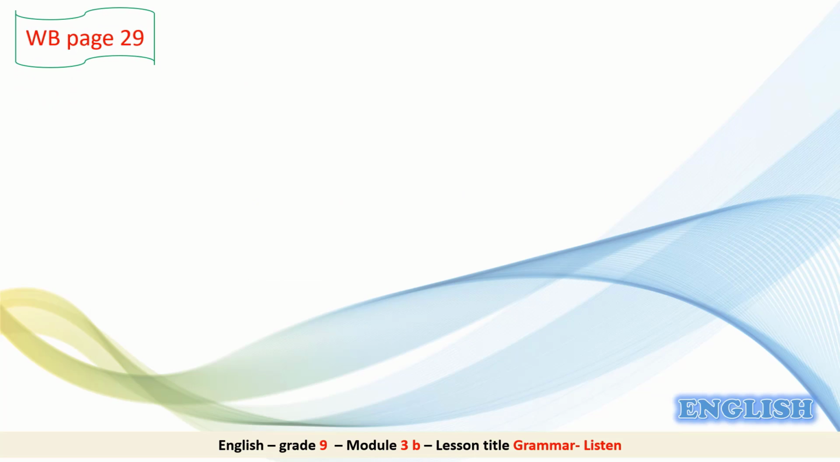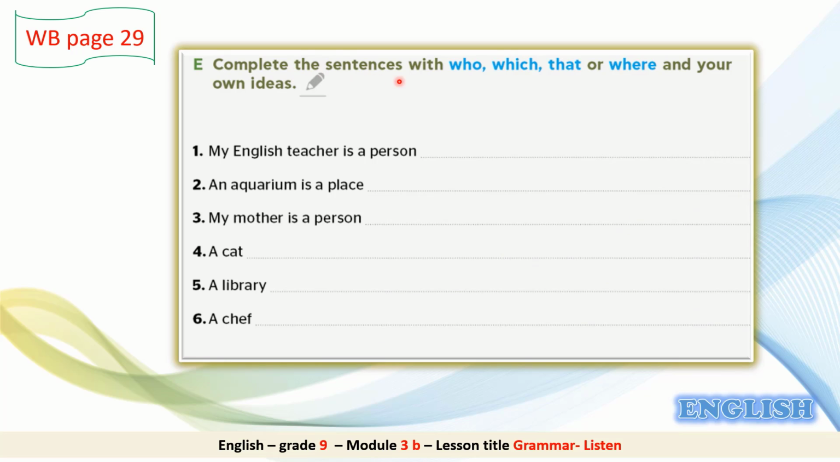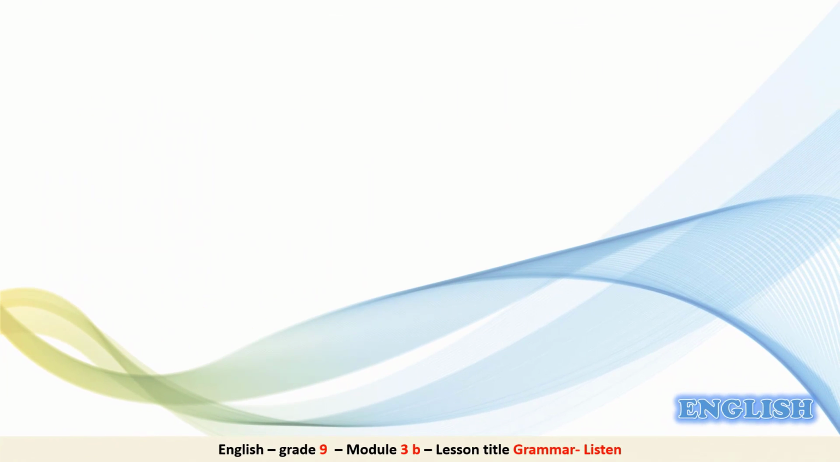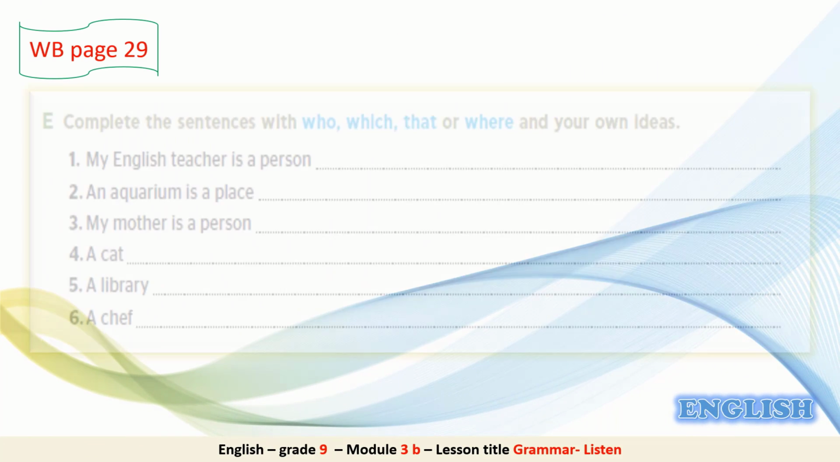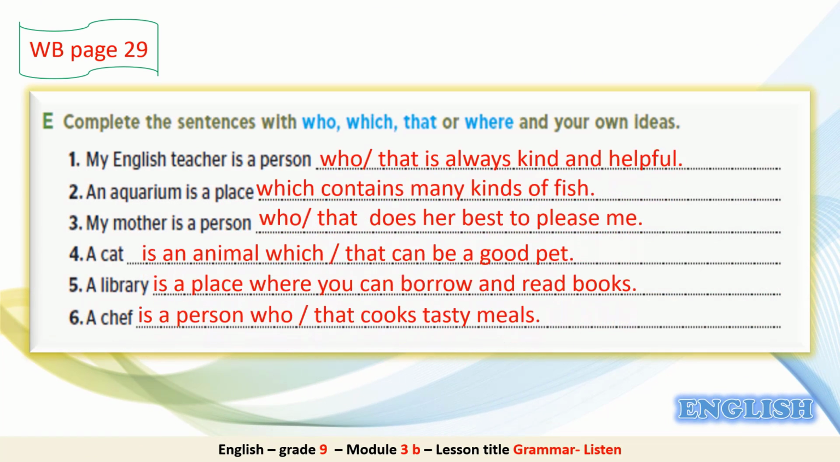Now exercise E, workbook page 29. Here you are going to complete the sentences using who, which, that, or where with your own ideas. Now do the task, please. And now you can check your answers by having a look at these examples.